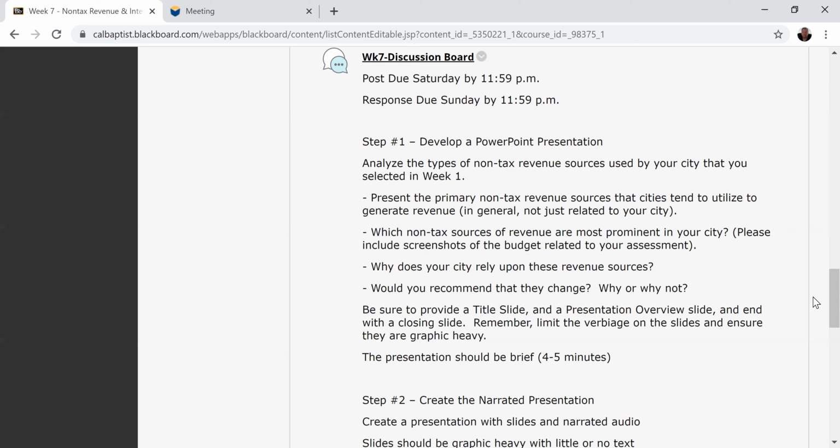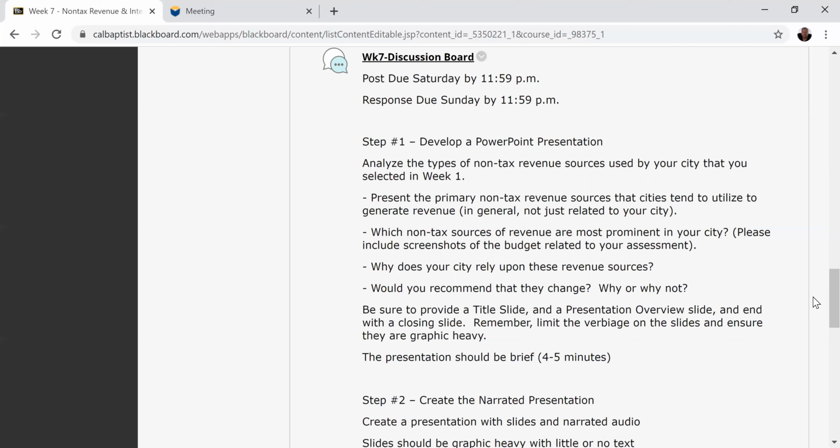Then why does your city rely upon these revenue sources? Now, this may be speculative on your part. You're probably not going to see a whole lot of discussion in your city budget about why we use this type of fine or this type of fee. But this is something you can develop on your own, based upon your knowledge of the city, your knowledge of what non-tax revenue they tend to use. Why do you think that they use those forms of non-tax revenue sources?